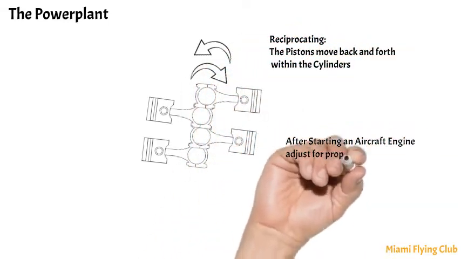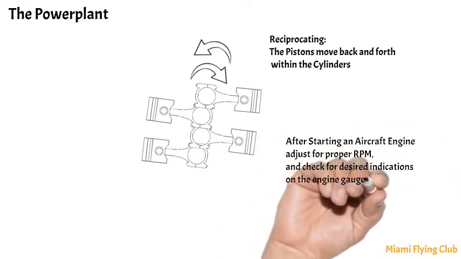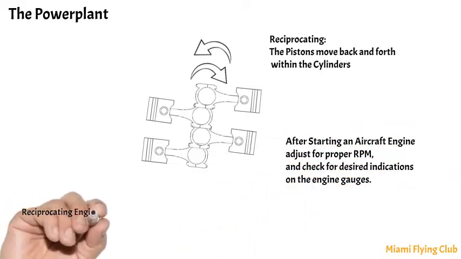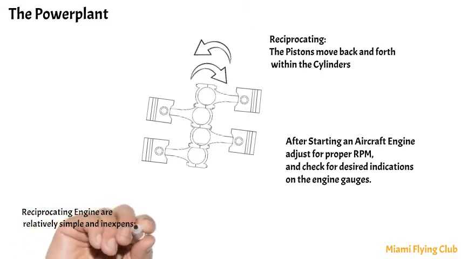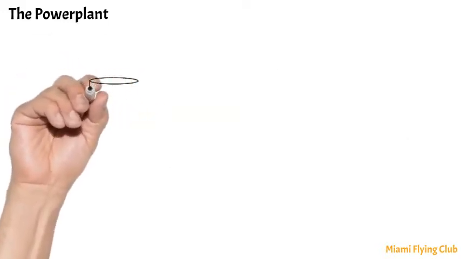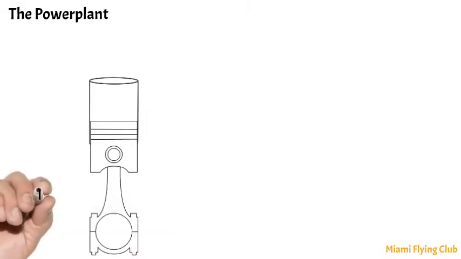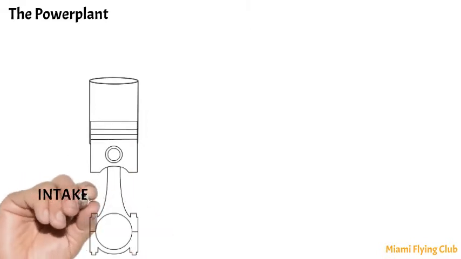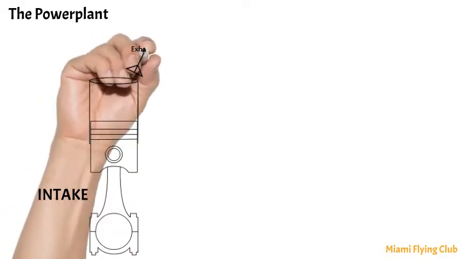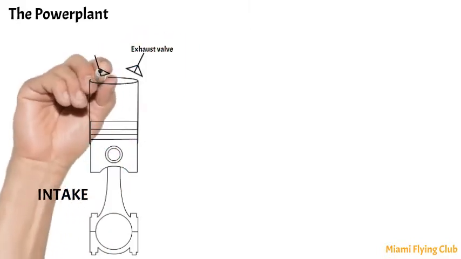After starting the aircraft engine, adjust for proper RPM and check for desired indication on the engine gauges. Reciprocating engines are relatively simple and inexpensive to operate. Most of the smaller general aviation airplanes are powered by 4-stroke cycle reciprocating engines that operate on the following principle.